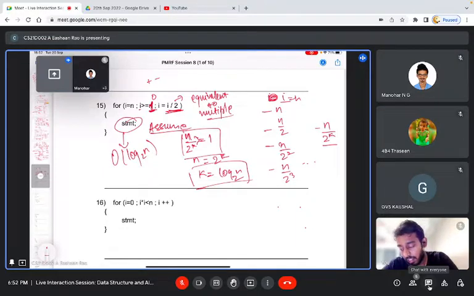Okay, now another question that we can see here is for i equal to 0, i into i less than n, and i plus plus. Here, instead of tracing it out, if you try a little bit of trickery, you can find that it's basically i square less than n. This is the condition that we have to solve. So we have to see how many times this condition will be valid.